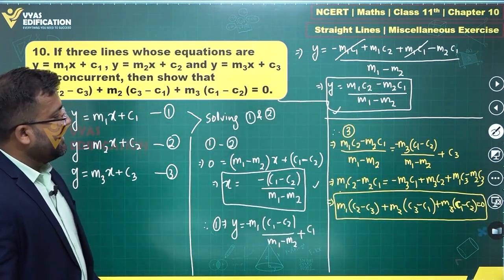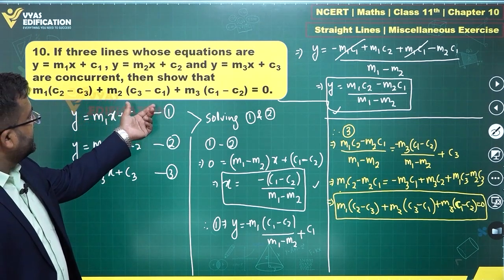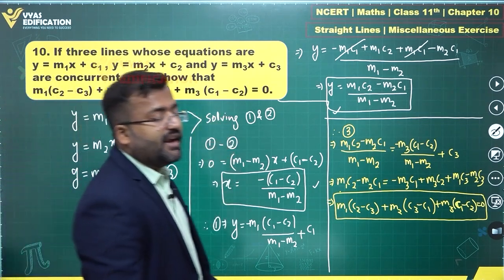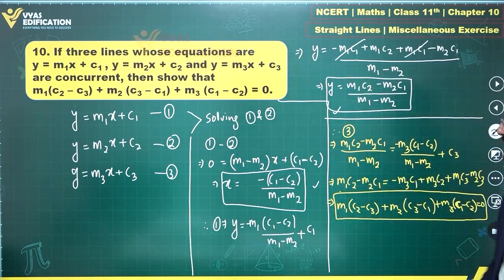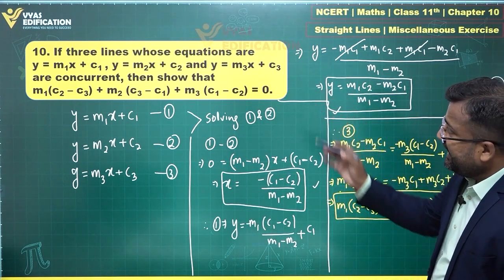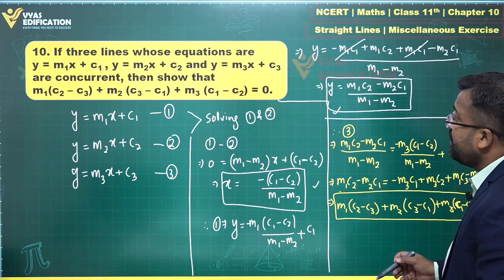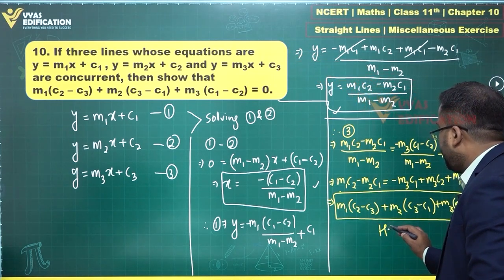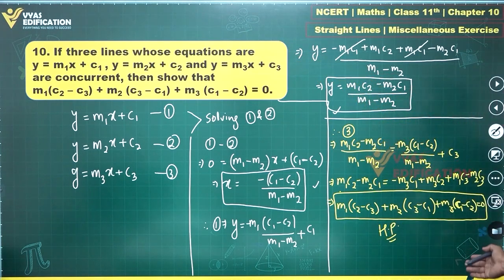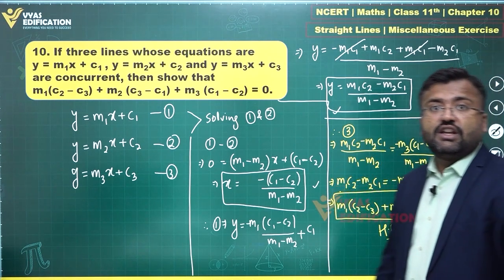Please observe this carefully. m1 times (c2 minus c3) plus m2 times (c3 minus c1) plus m3 times (c1 minus c2) equals 0 is the expression that I'm getting. If these three lines are concurrent, that is they pass through the same point, then this is what we wanted to prove, and yes, that's the complete solution of this 10th question as you can see over here.